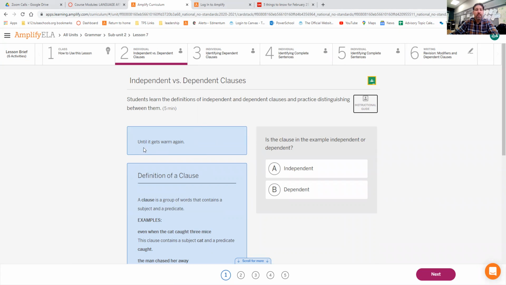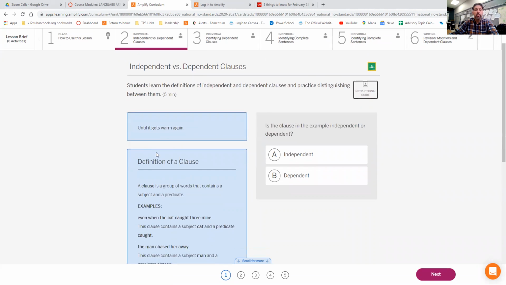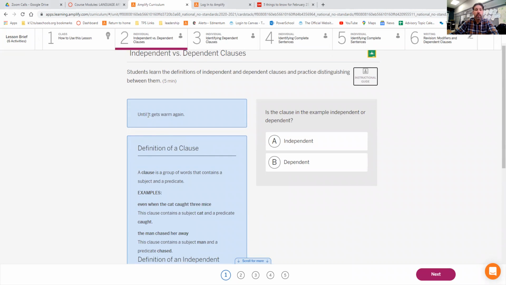A clause is something that contains a subject and a predicate, but it has a dependent clause marker on it. In this situation, our real sentence that would have been fine by itself is "it gets warm again." That would have been okay. But because we put the word "until" here, that's a dependent marker, and that makes this a dependent clause. The correct answer here is B.